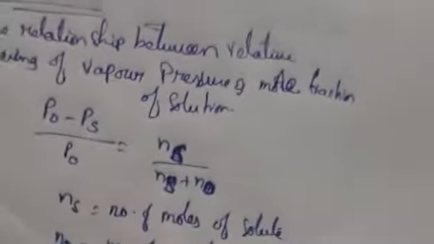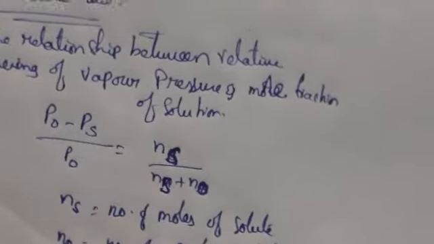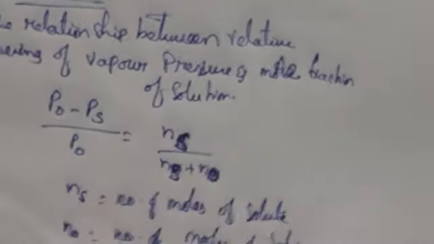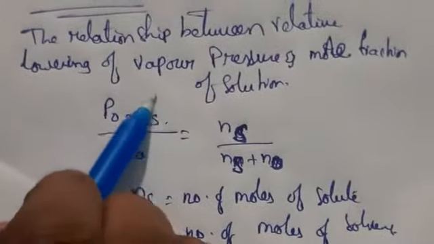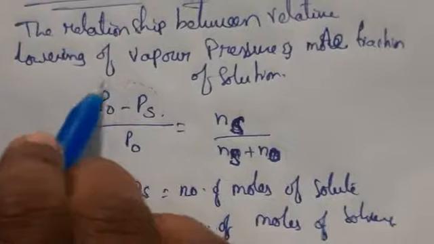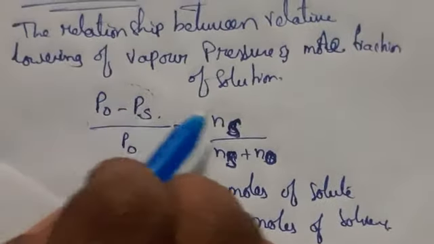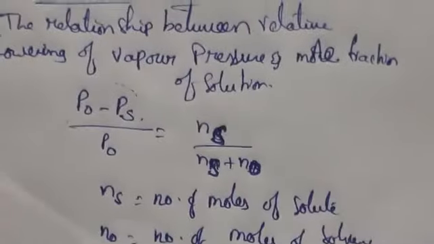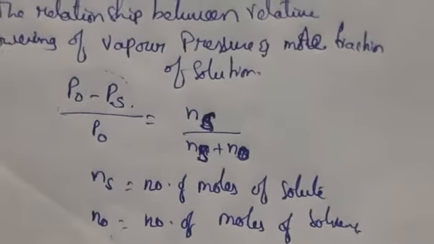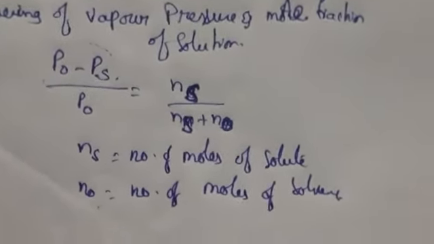Okay, so the relative lowering of vapor pressure of the dilute solution of a non-volatile solute is equal to the mole fraction of solute in its solution. We call it Raoult's law. What we can say is that the relative lowering of vapor pressure of a non-volatile solute is equal to the mole fraction of the solute in its solution. We call it Raoult's law. So how can we derive this?